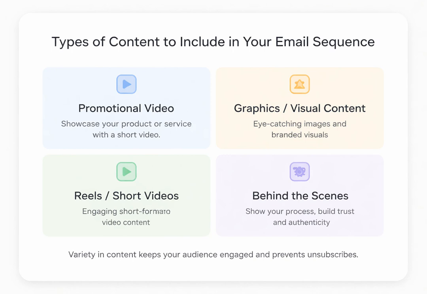Third, Reels or short videos. These are highly engaging and can be repurposed from your social media content. And fourth, behind-the-scenes content. This is where you show your audience what goes on behind the curtain. It builds authenticity and trust. Mixing these different content types across your email sequence keeps things fresh and interesting, which means fewer people unsubscribe and more people stay engaged with your brand.